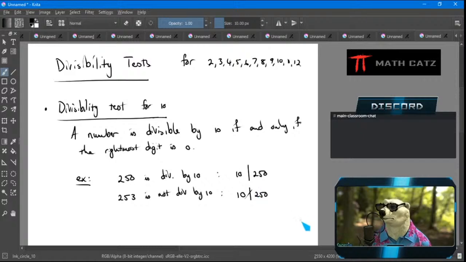through, to indicate not divisible. Do not write 250, then divisibility symbol, then 10. That doesn't mean the same thing anymore. The small one first, dividing into the bigger one, yes or no.